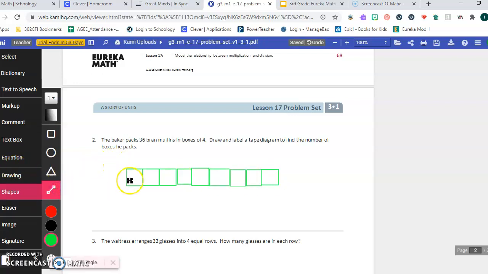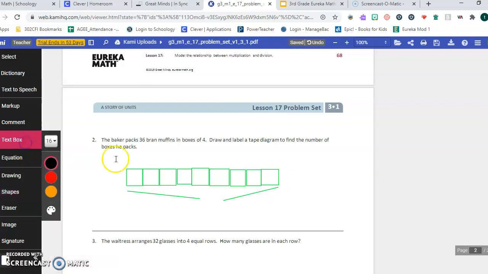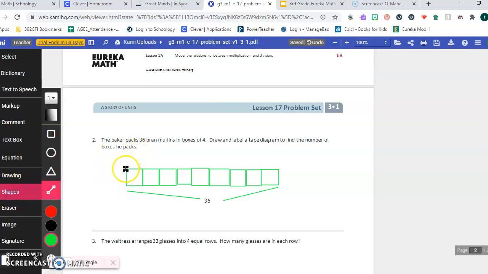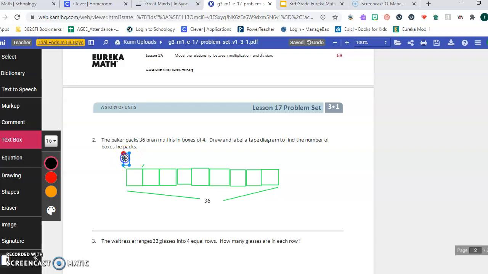Now I got to label my tape. So my total number of items is 36. So the size of the tape is the total. I'm going to just put a little text box in there that shows 36 muffins. Well, I'll just put 36 total because I didn't give myself enough space, and that's okay. 36. And now, what does each unit represent? Each unit represents 1 box of muffins, so 1 box.